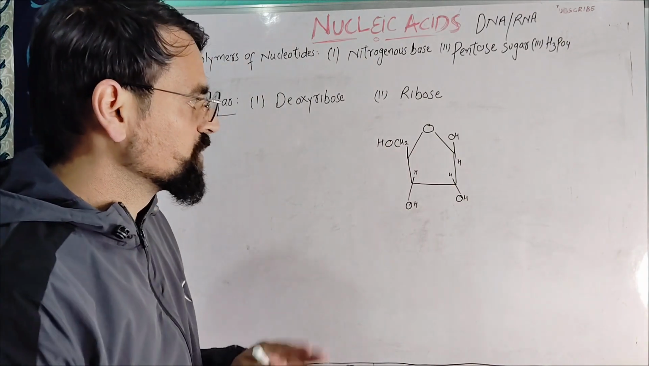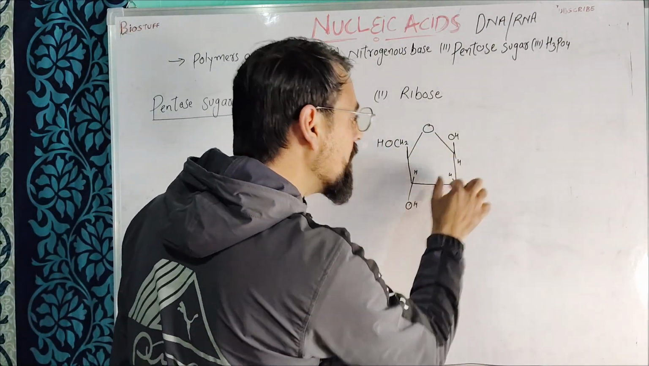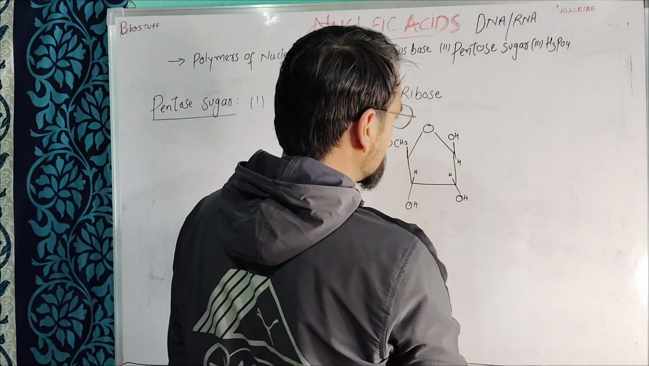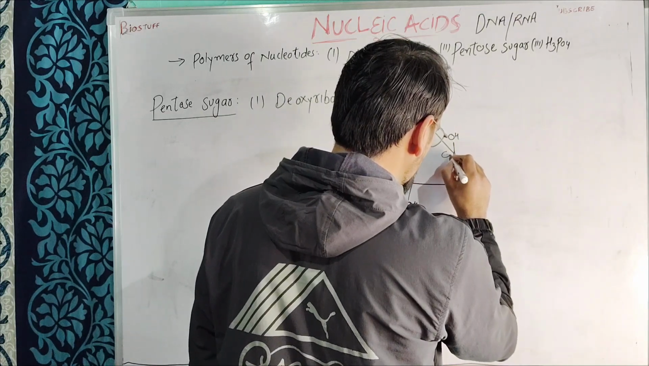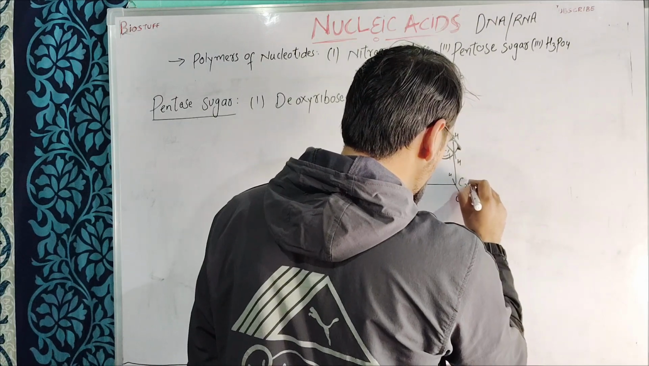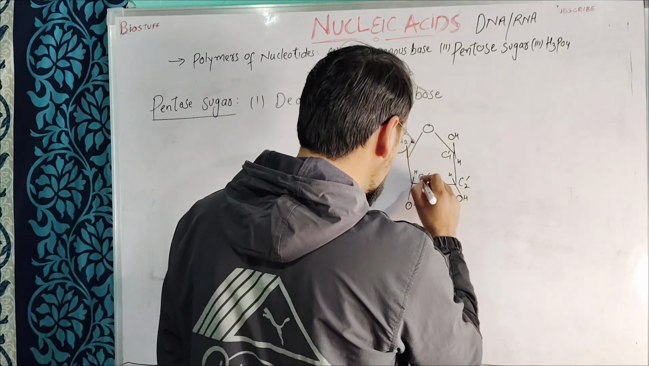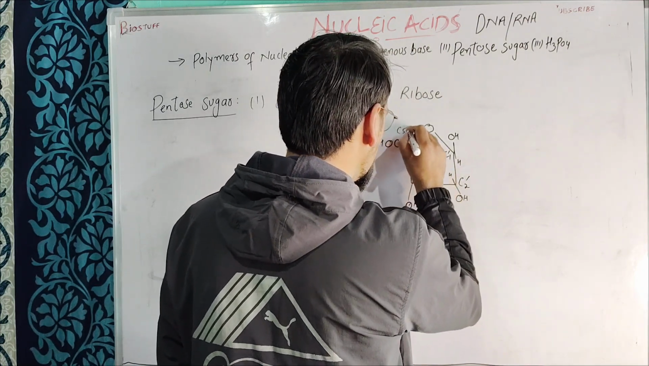So this is the pentose sugar: 1, 2, 3, 4, 5, a 5-membered ring. Now we'll learn the nomenclature. This is called carbon 1 prime, this is carbon 2 prime, this is carbon 3 prime, this is carbon 4 prime, and this is carbon 5 prime.